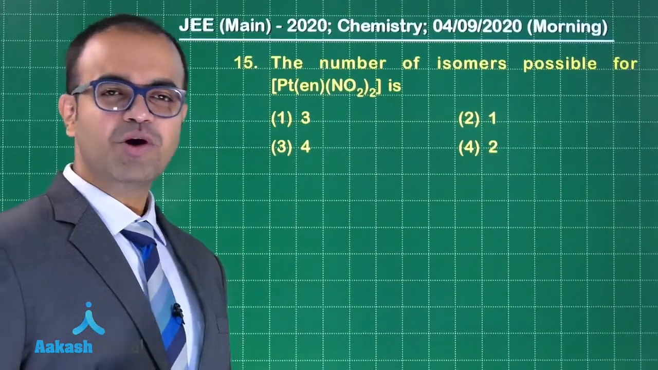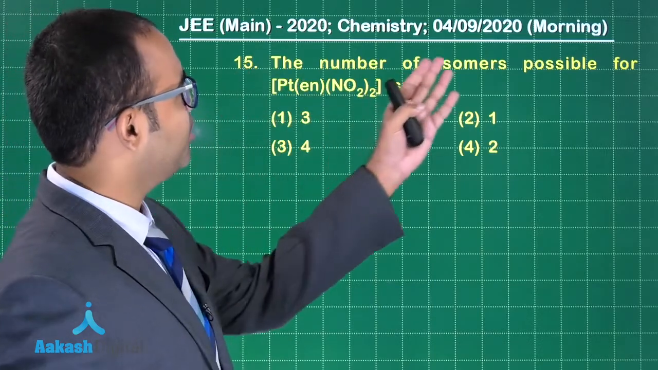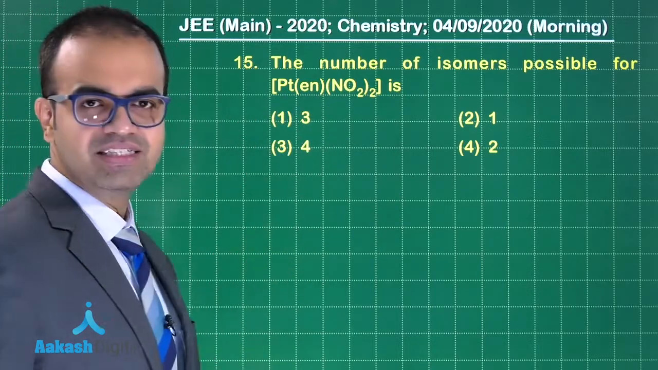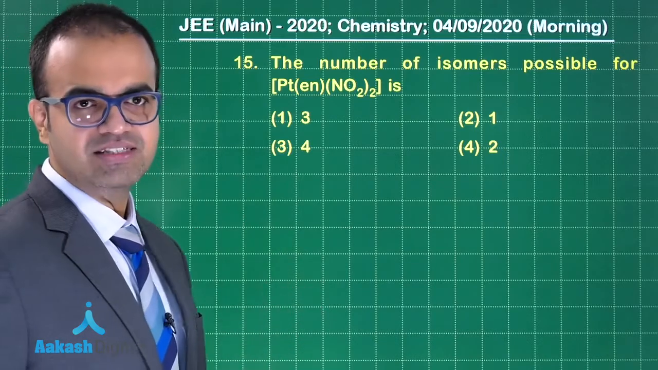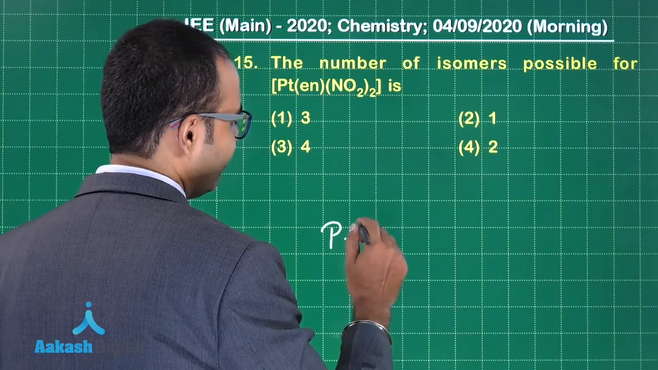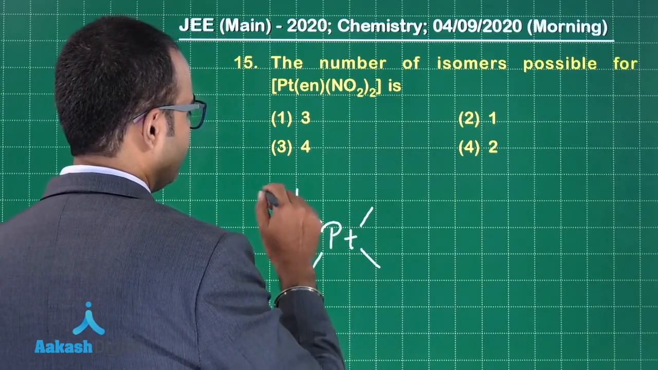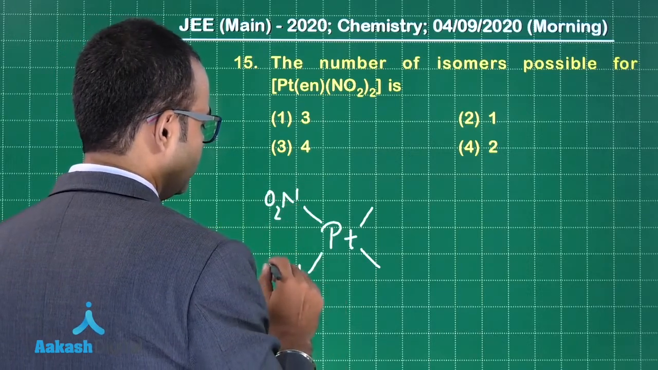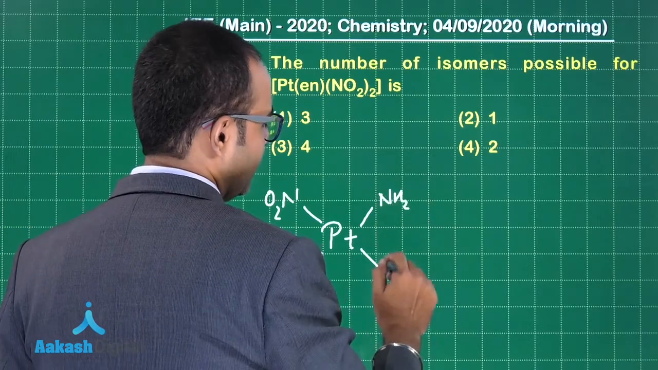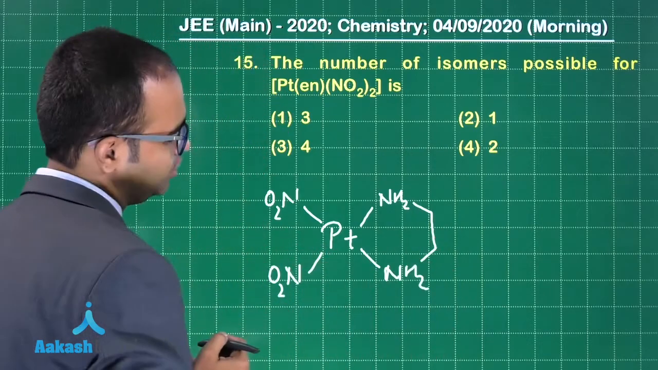Let us solve question number 15. The number of isomers possible for Pt(en)(NO2)2. Which type of complex is this? This will be a square planar complex. So we will have Pt which is bonded to NO2, right? There are two NO2 groups bonded over here, and we have ethylene diamine, so we have two NH2 groups attached over here.